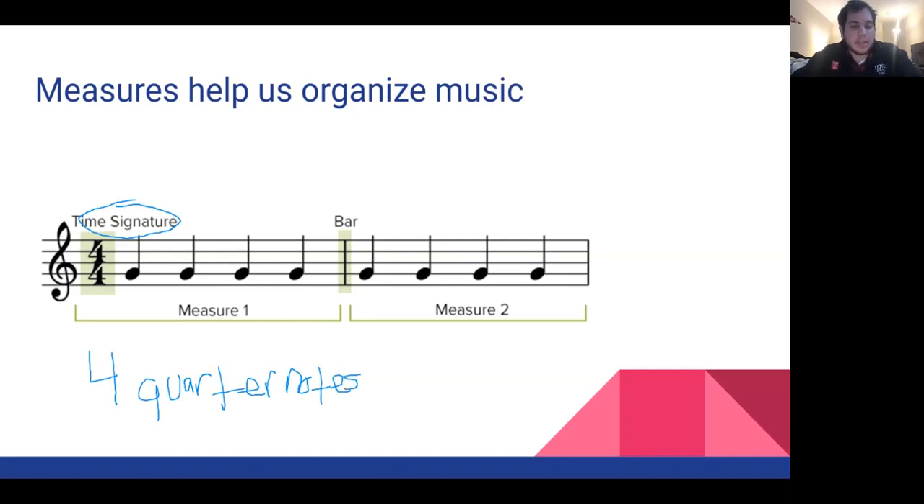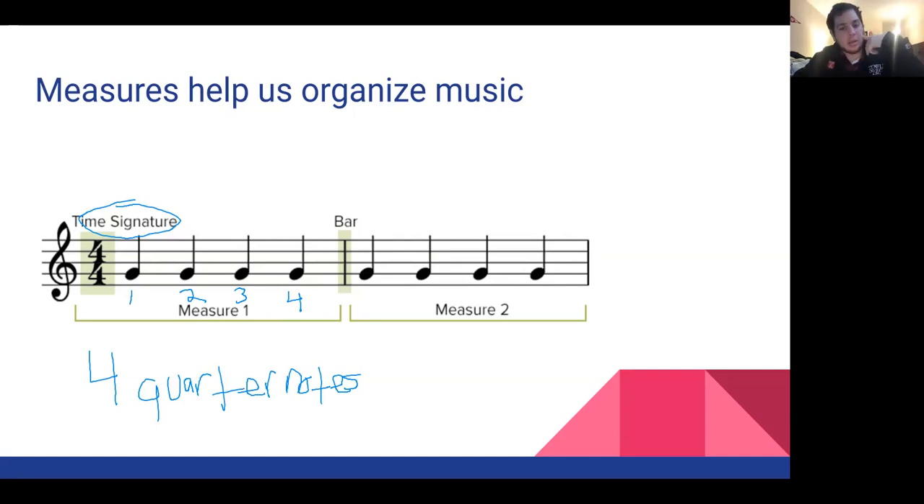So how am I going to count these? I'm going to go 1, 2, 3, 4. Look at that. Go, Mr. Hoffman. All right, but hang on. I'm looking at this thing and I see a bar. Oh no. What is this?